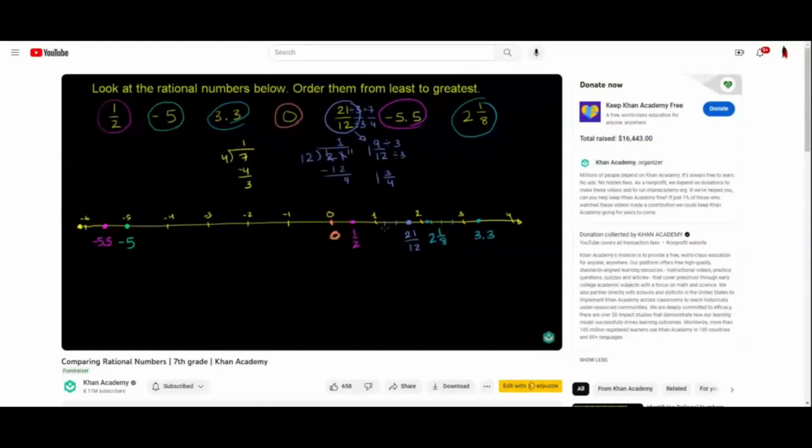You didn't have to plot the exact locations if you were just trying to order them, but it doesn't hurt to see exactly where they sit when we order them. So now we've essentially ordered them because we stuck them all on this number line. The order is negative 5.5 is the smallest, then negative 5, then 0, and then positive 1/2, then 21 over 12, then 2 and 1/8, and then 3.3. And we're done.